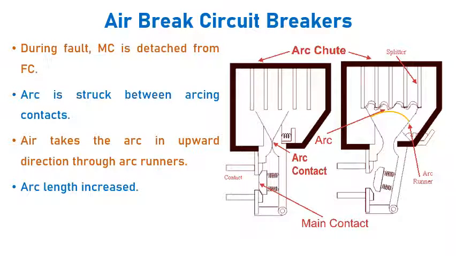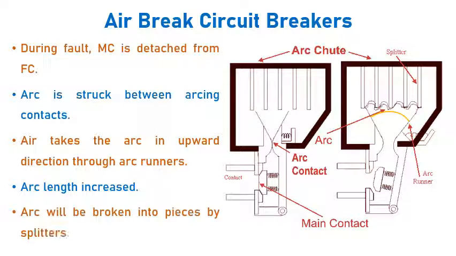So the arc length is increased. Finally, the arc will be broken into pieces by splitters. When the arc reaches these splitters, you can see that the arc is completely extinguished. So this is how an air circuit breaker works.